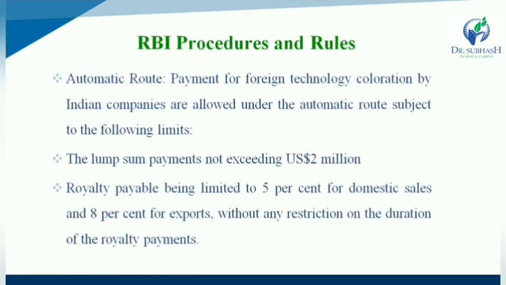RBI procedure and rules. The RBI procedure is the automatic route: payment for foreign technology collaboration by Indian companies is allowed under the automatic route subject to the following limits. Which limits? A lump sum payment not exceeding 2 million US dollars, and royalty payable being limited to 5% for domestic sales and 8% for exports, without any restriction on the duration of royalty payments.